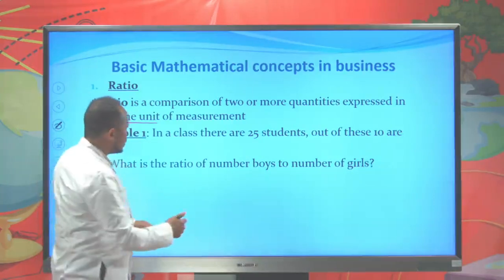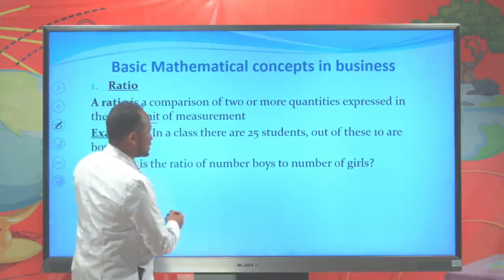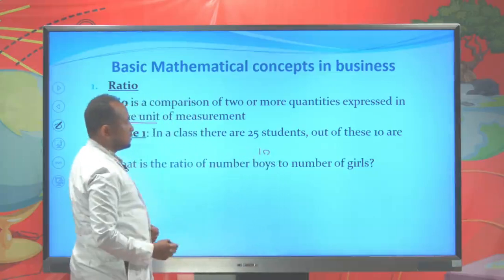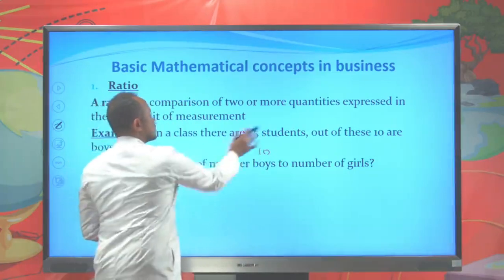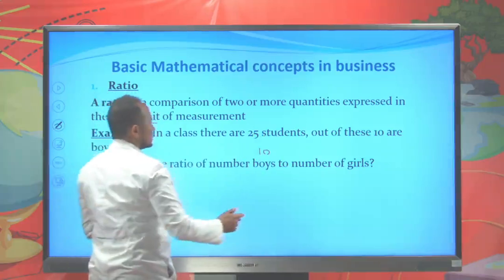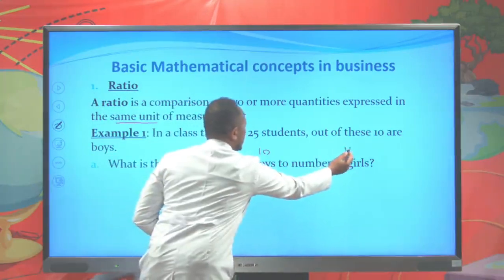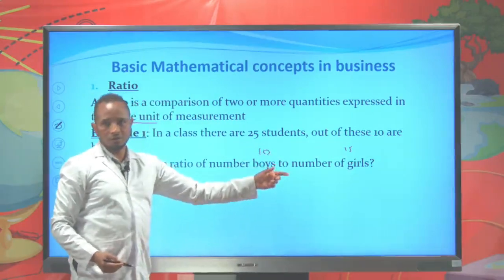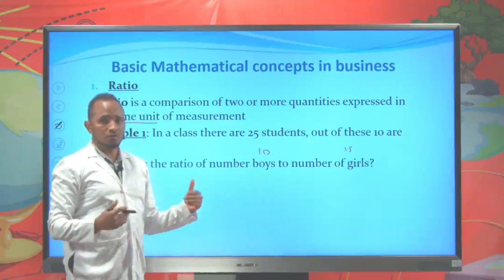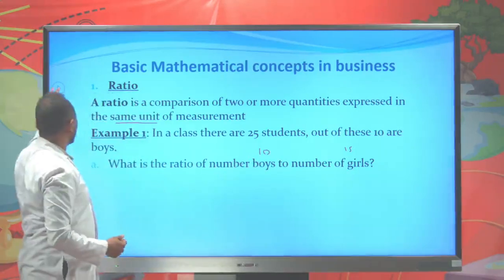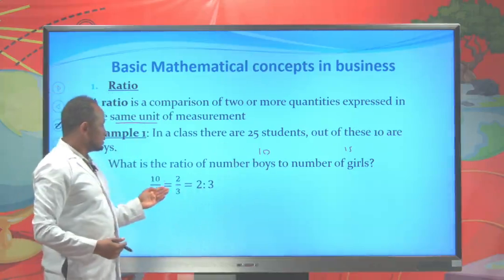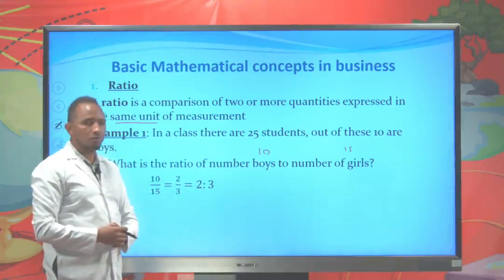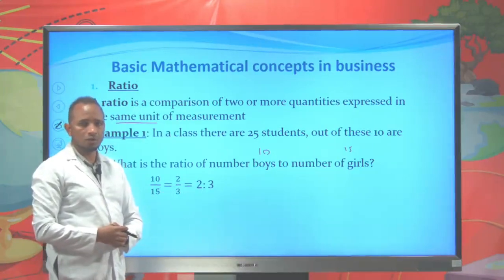This one is simple. We have the number of boys are 10. And the number of girls, since the total number of students is 25, the number of girls is 25 minus 10, is 15. Therefore, the ratio of boys to girls is 10 ratio 15. When we write a ratio, we have to simplify. So, simplifying 10 over 15, you will have 2 over 3 or 2 ratio 3. So, the ratio of the number of boys to the number of girls is 2 ratio 3.